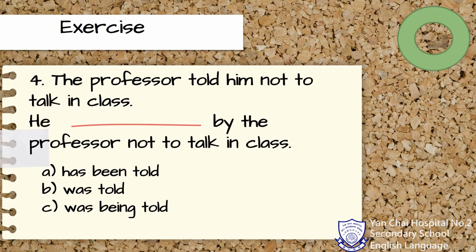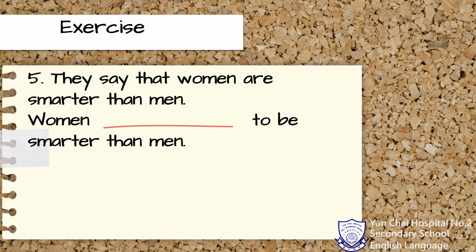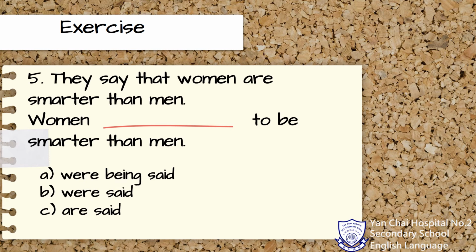So time's up. Let's look at the answers. So here the original sentence is the professor told him not to talk in class. So this one is simple past tense. What we need to do is add was or were plus past participle. So here the subject is he, that's why we use was. That's why the answer is he was told by the professor not to talk in class. Number 5. Again, you have 20 seconds to do this task.